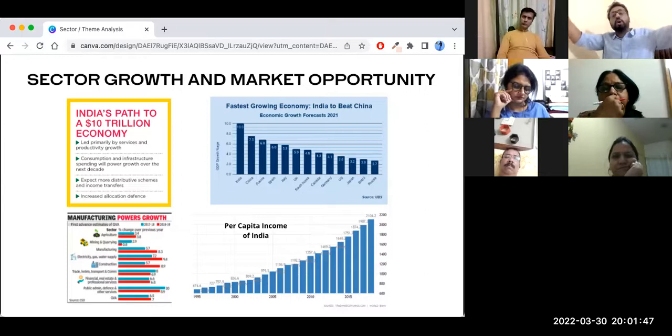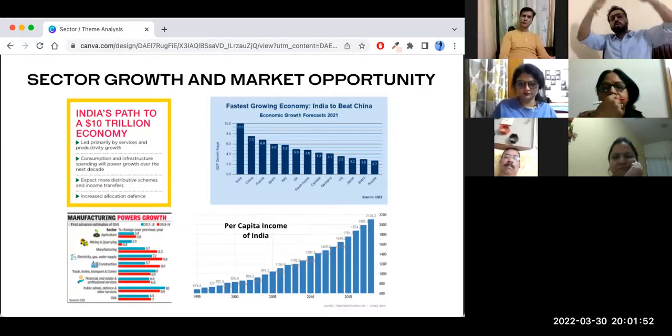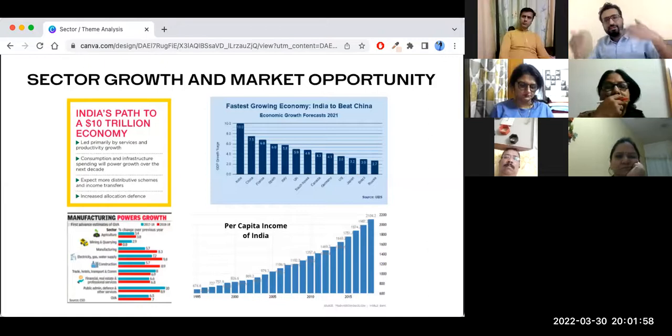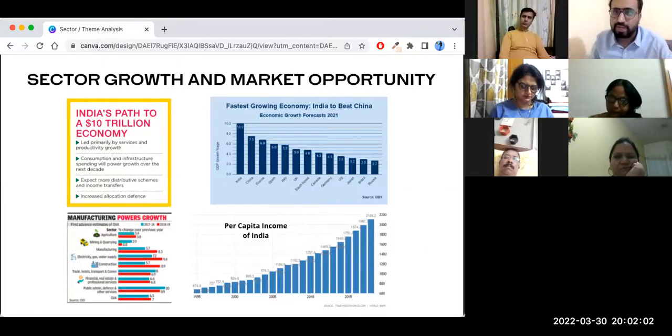Overall, India's economy itself is growing at 8 to 10%. And within that, there will be so many sectors which will be growing at more than 8 to 10%. Also, there will be so many sectors growing at less than 8 to 10%, right? And of course, because we are looking to do smart investments, we'll be interested in sectors which are growing at more than 8 to 10%, right?